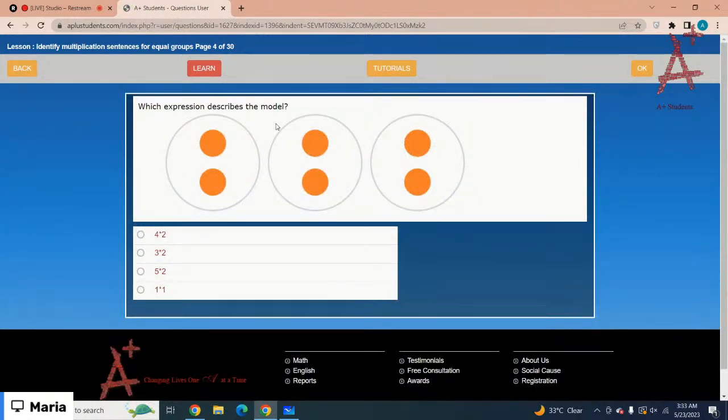Which expression describes the model? So which is the correct option? You have three models each with two dots. So it would be 3 times 2. The correct option is 3 times 2.